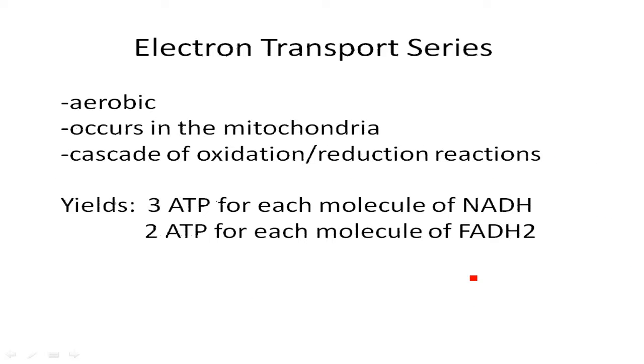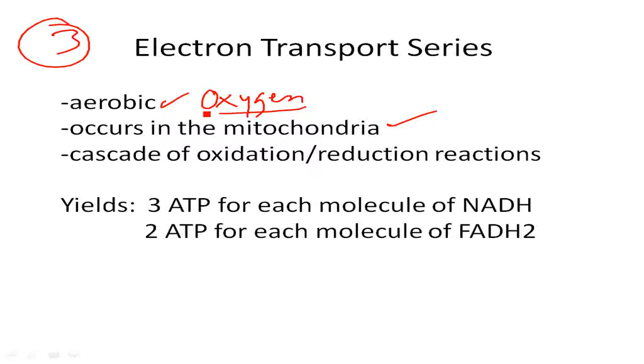So that leads us to our last step, or the third step of the cellular respiration process, which is the electron transport series. Basically, this step is going to occur in the mitochondria as well, and it is aerobic, which means it does require oxygen. So you have to have oxygen for this to happen. Basically, you've got some special enzymes in the mitochondria that you need as well.